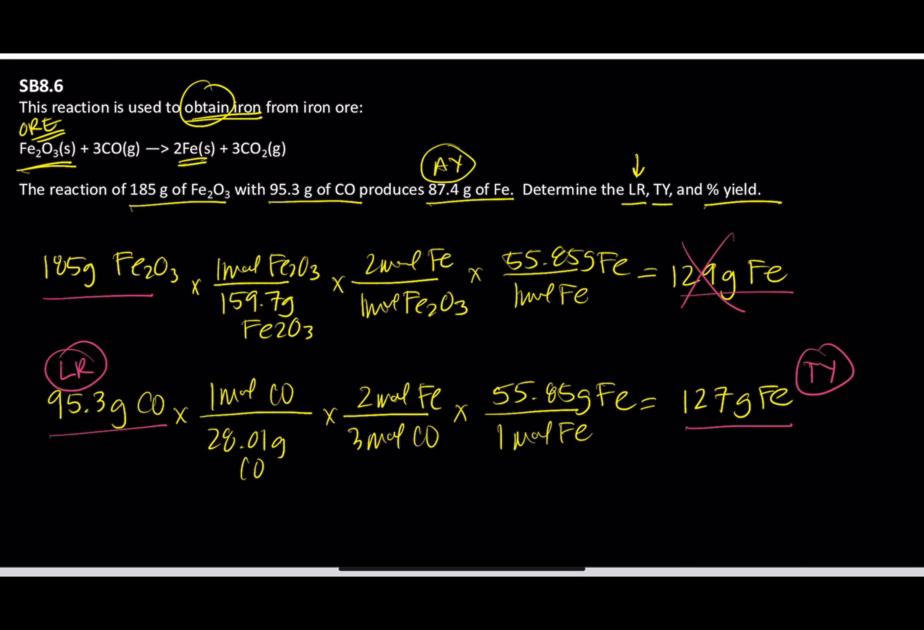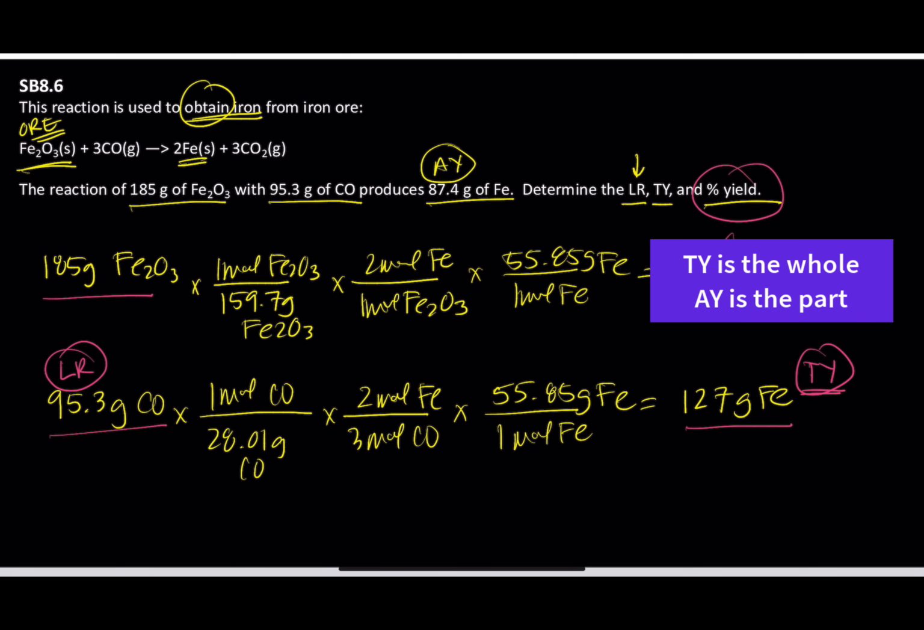And now we have to do the last step, which is to calculate the percent yield. If you're wondering whether actual or theoretical goes on top, we always remember that percents are always piece of the whole. Theoretical yield is how much we should make. That is the whole. This is the goal. This is what we ought to get.